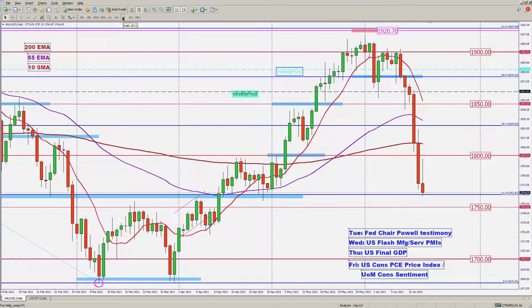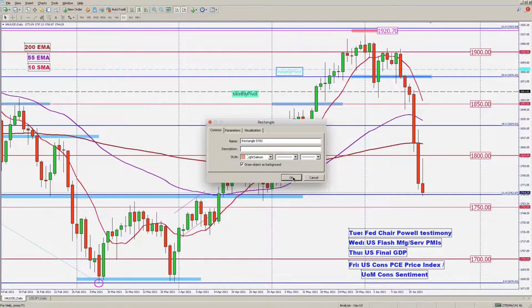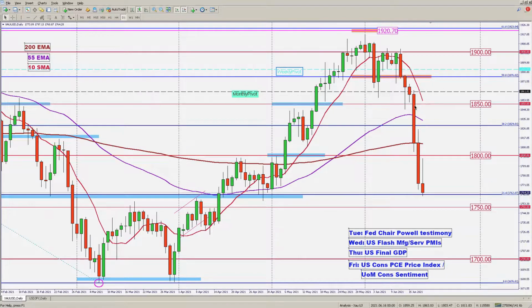All right, let's go back to the daily time frame. So now we've got to update some of the zones here. This is now resistance. The trigger was from the FOMC, the Federal Reserve, on Wednesday afternoon in the US, and early Thursday morning in Asia.